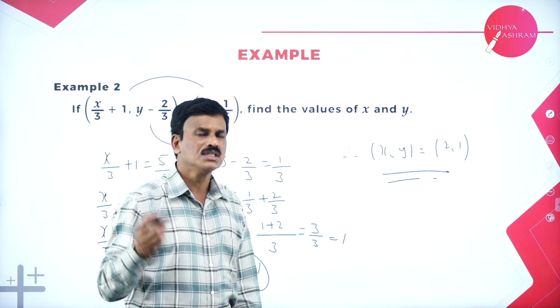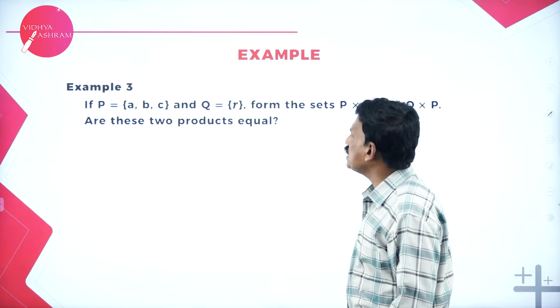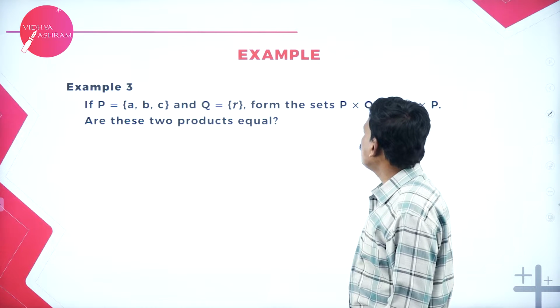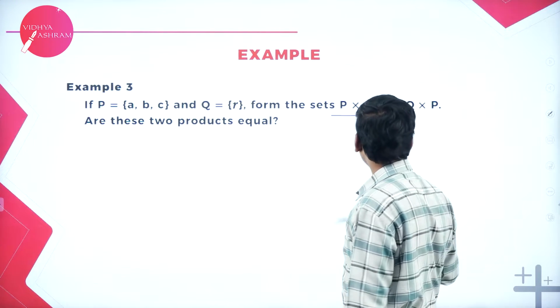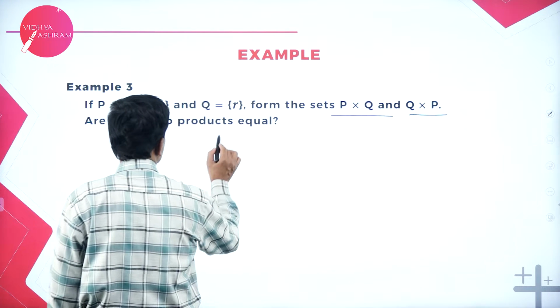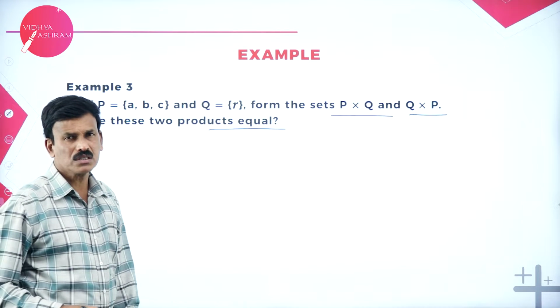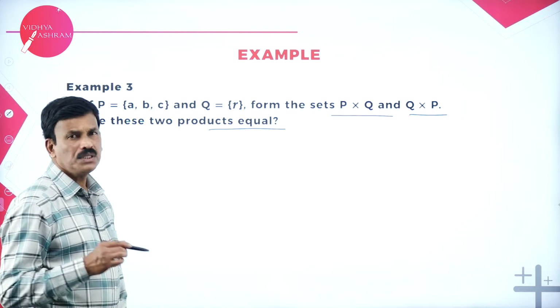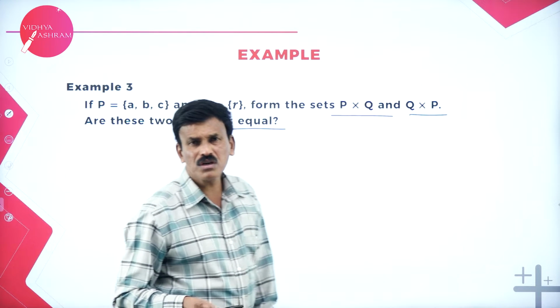Hope you followed this. Now, let us come to the next problem. If P is equal to {A, B, C} and Q is equal to {R}, form the set P cross Q and Q cross P. Also, are these two products equal? Verify whether these two products are equal or not. Just find out P cross Q and Q cross P.